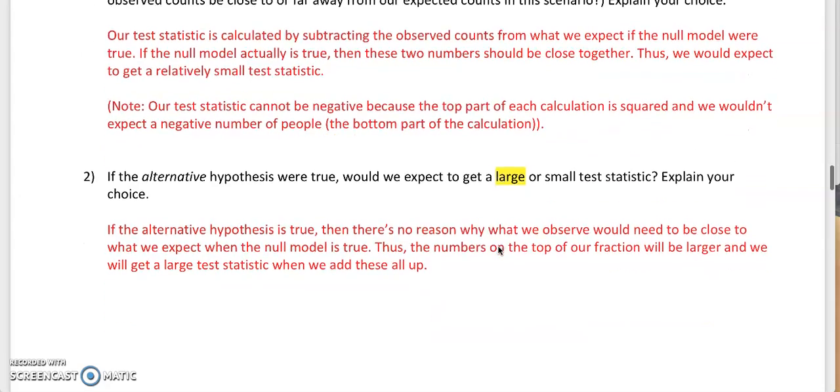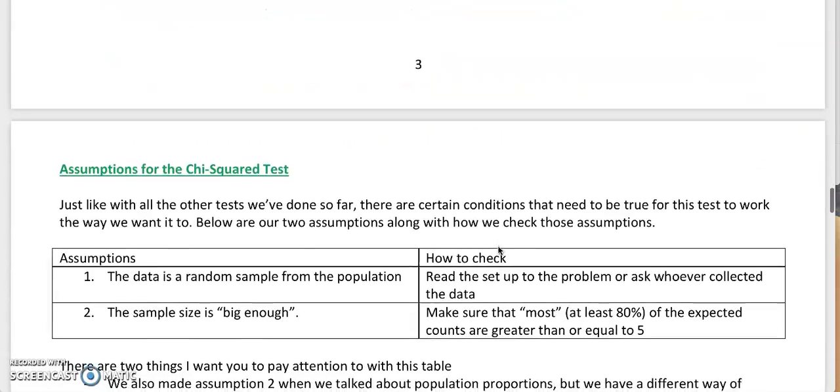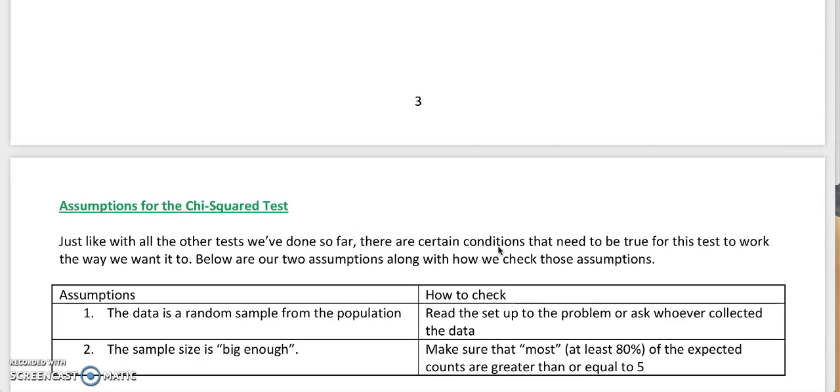But before we get into that, I want to pause for a second and think about the assumptions for a chi-squared test. Again, we're walking through this new type of hypothesis test. We've learned what sorts of problems we can answer with it, how to set up the hypotheses to test those things, and how to calculate a test statistic. Now our next step should be to look at a sampling distribution, use that to find a p-value, and then draw a conclusion. But just like every other test we've seen this semester, there are certain conditions that need to be true for this test to work the way that we want it to.